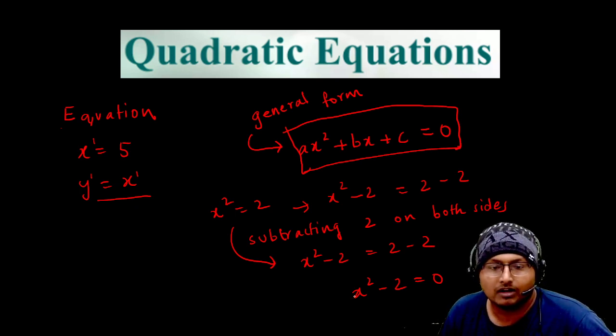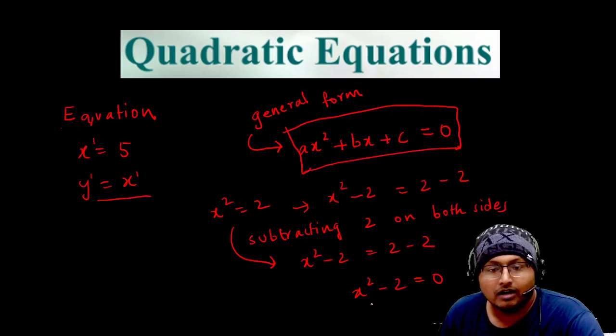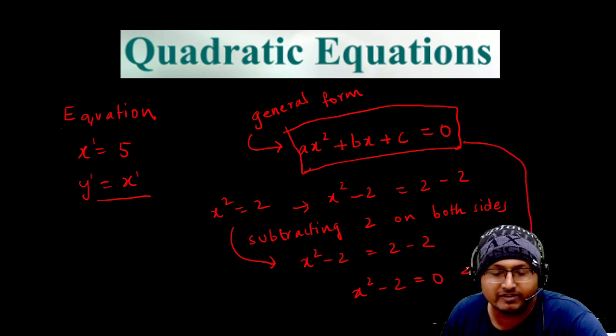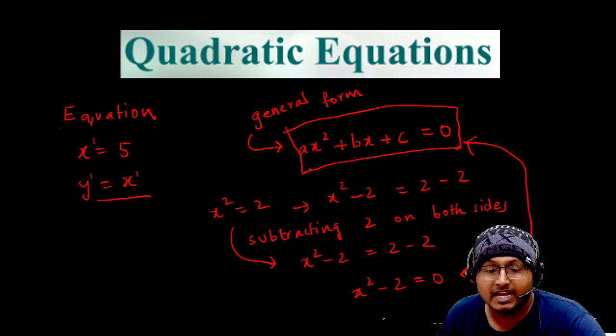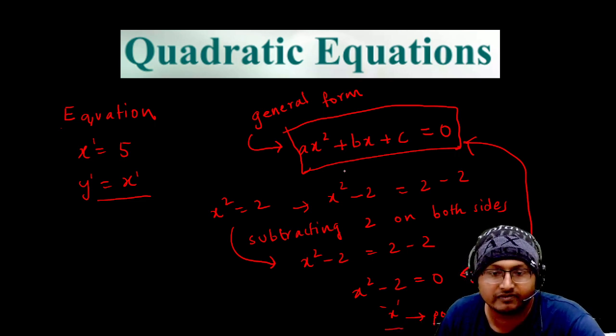So now you tell me, this is the general form of an equation. Can you compare these both equations? Are these both equations same? Yes, these both equations are same, but the x part is missing, right? The x part which has the power of 1 is missing from this equation.